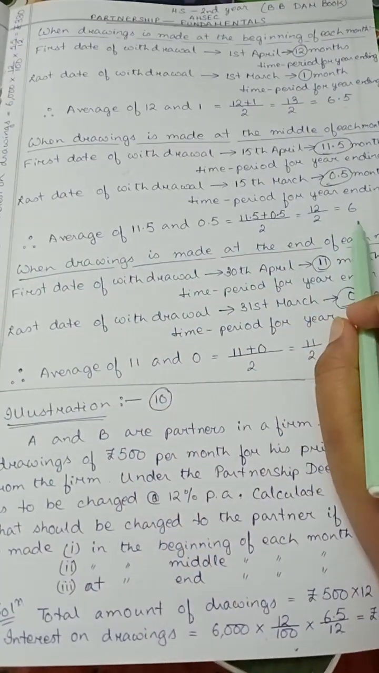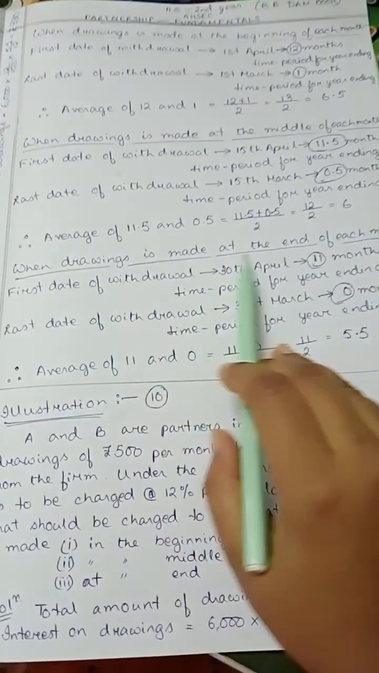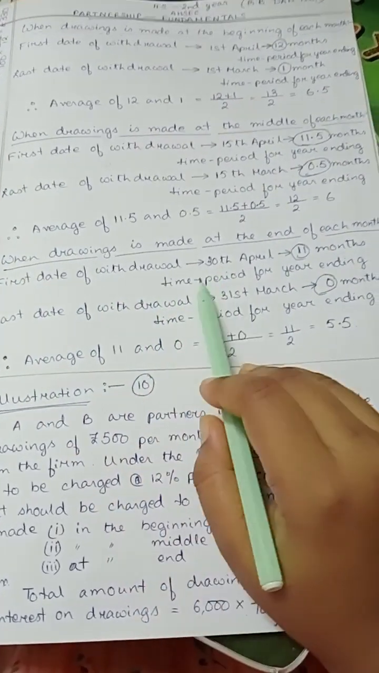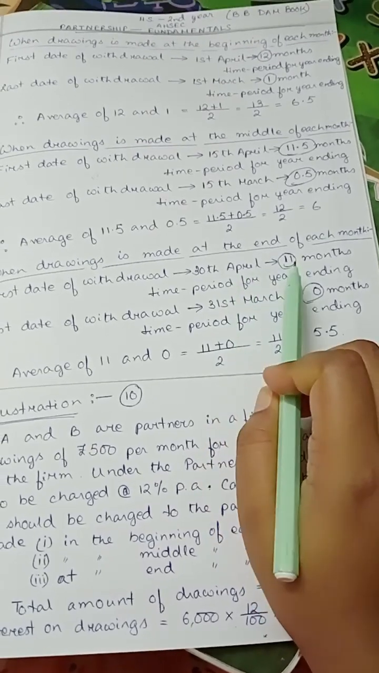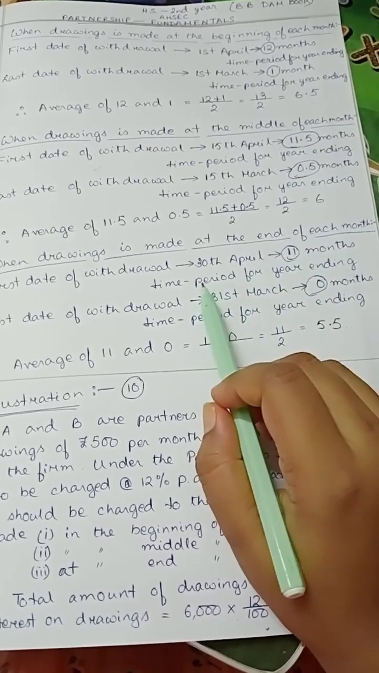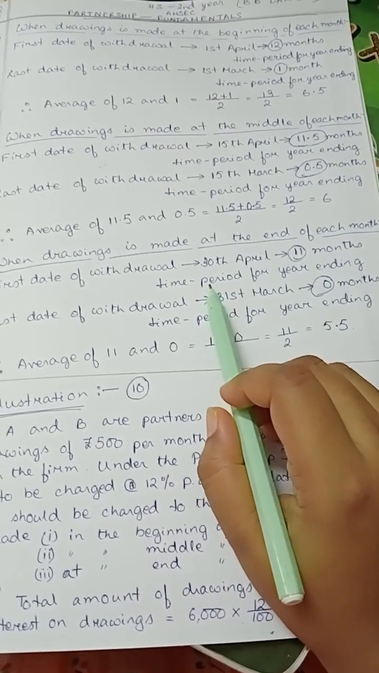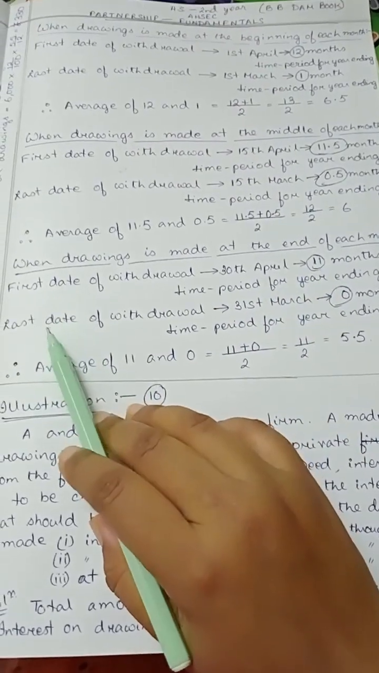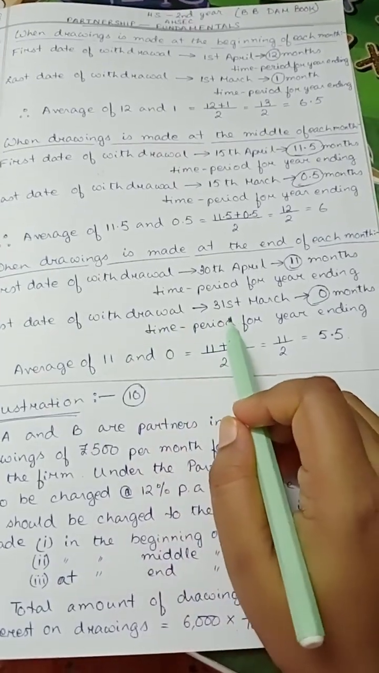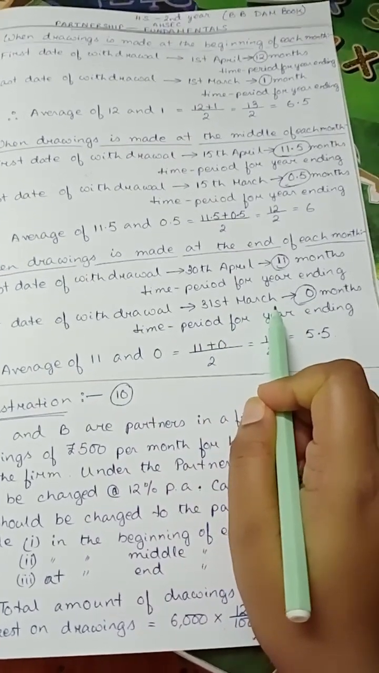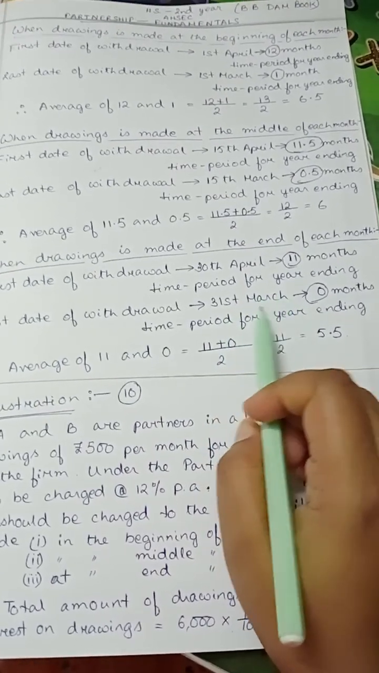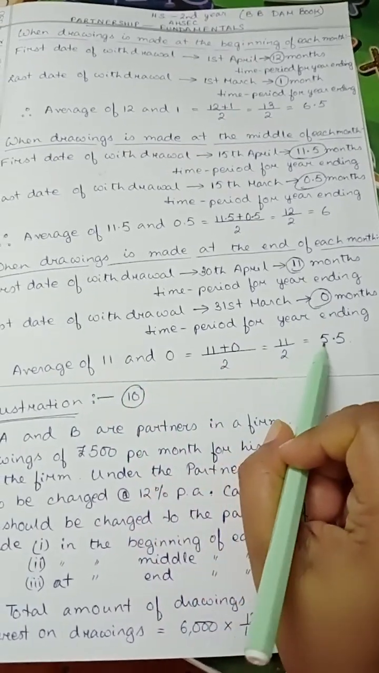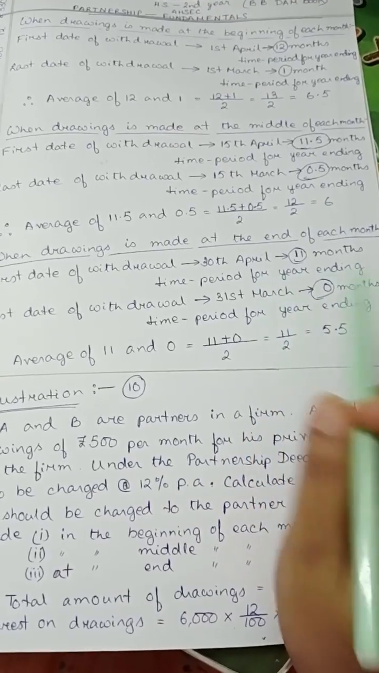So the average is 6. Now when drawings are made at the end of each month, the first date of withdrawal will be 30th of April, which is 11 months till 31st of March, and the last date of withdrawal will be 31st of March. So from 31st of March till 31st of March, it is 0 months. So the average will be 5.5.